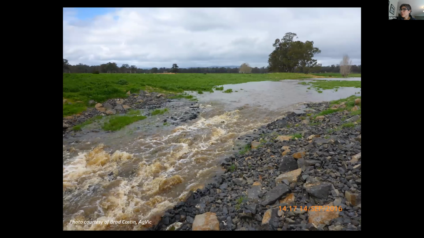So, another photo from Brad Costin from AgVic. We call this a rock ramp. So water flowing out through the paddock, straight down the rocks quite safely. This is working really well. You will get a bit of grass grow on that ramp over time, and that's all great. So they can work and they can be really successful. They're just expensive to construct.